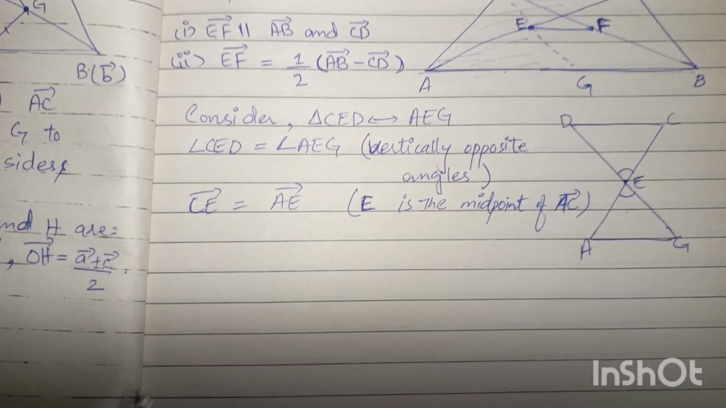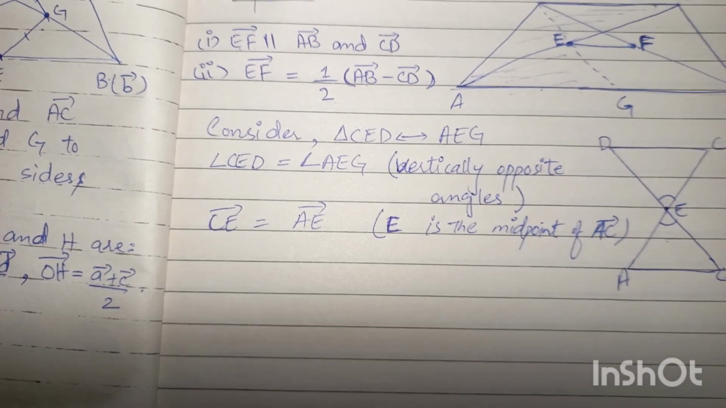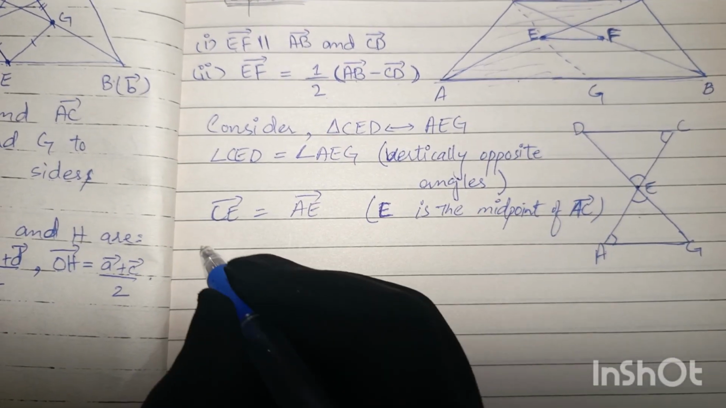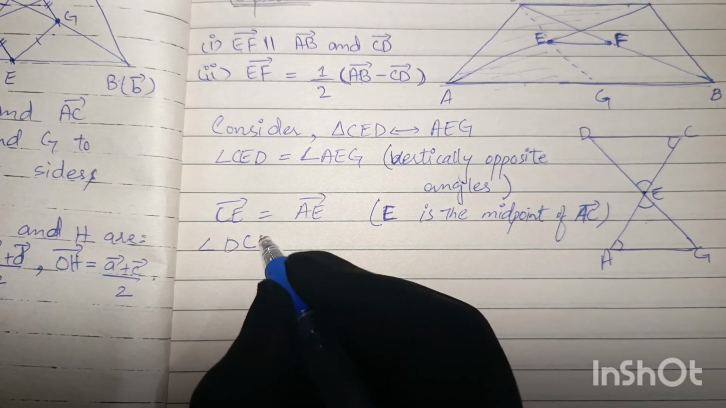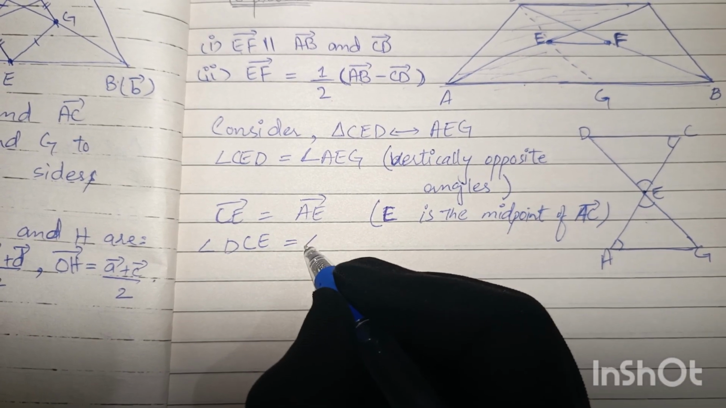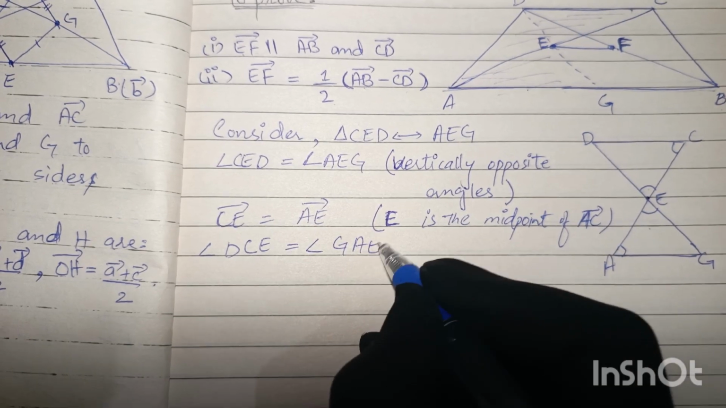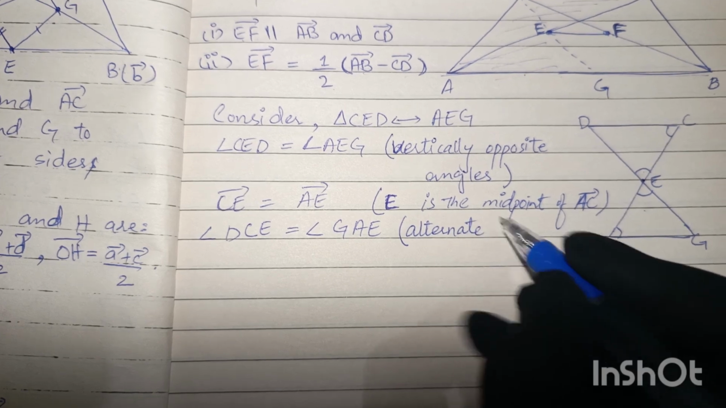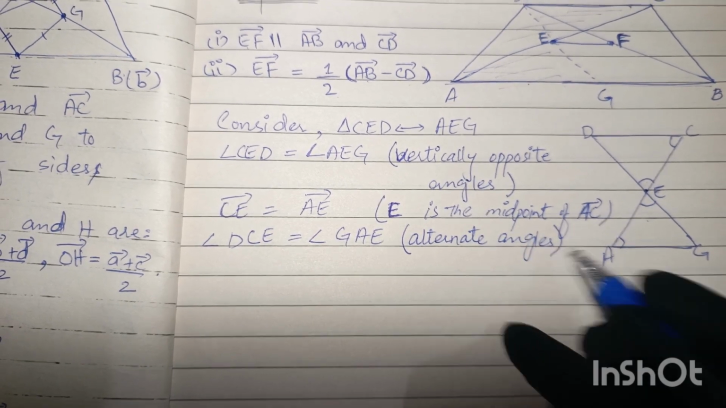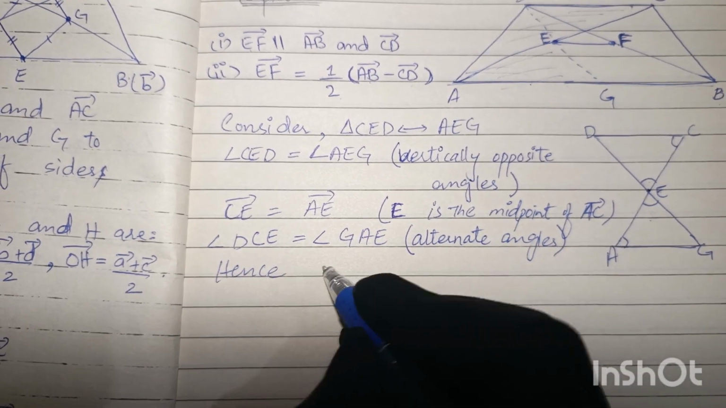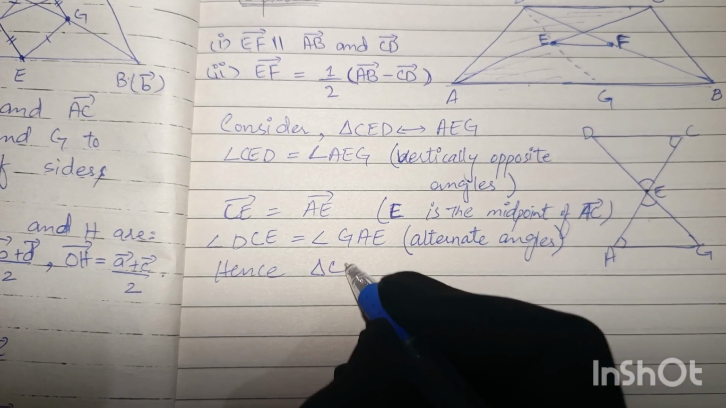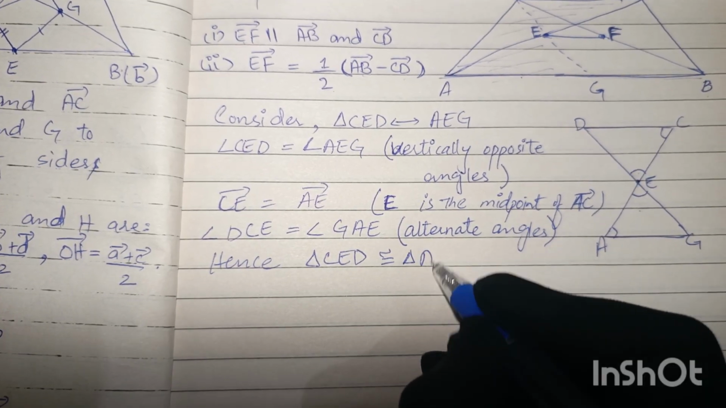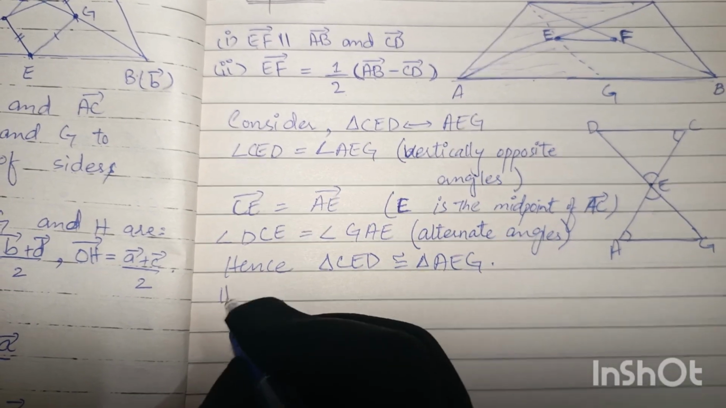Then the last thing is these two angles. Angle DCE is equal to angle GAE. The reason is alternate angles. Hence, triangle CED is congruent to triangle AEG.